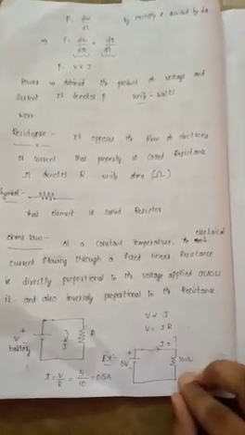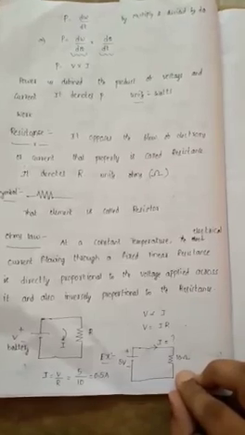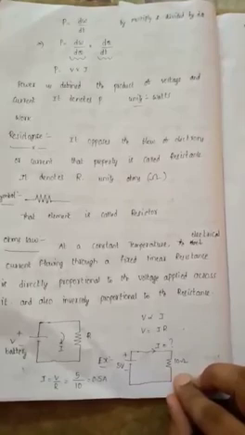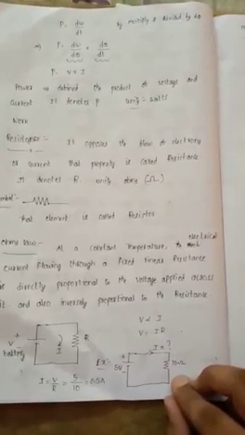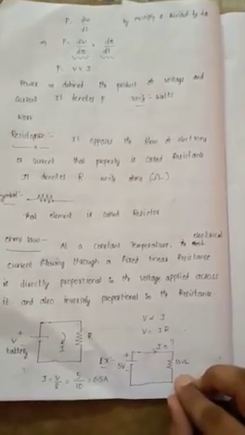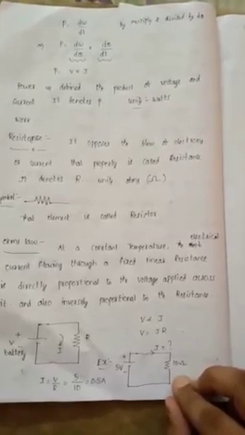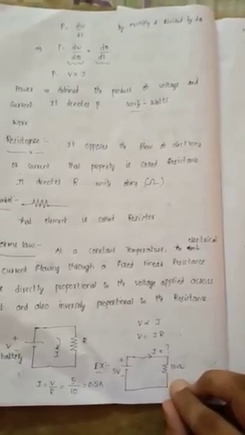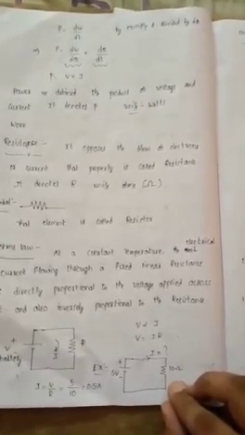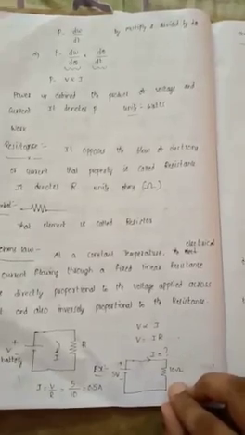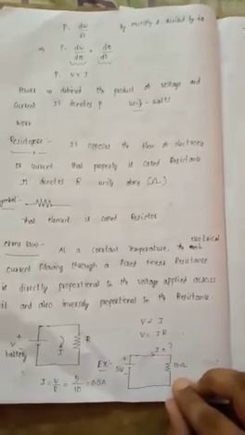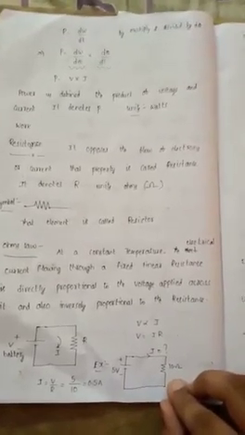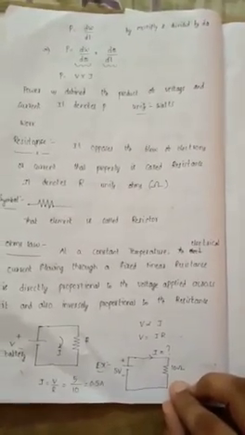And Ohm's law: at a constant temperature, the electrical current flowing through a fixed linear resistor is directly proportional to the voltage applied across it and inversely proportional to the resistance. So according to the statement, V is proportional to I, V is equal to IR. R is the proportionality constant. It is a fixed linear resistance, that is, constant resistance. As V increases, I increases; as V decreases, I decreases.